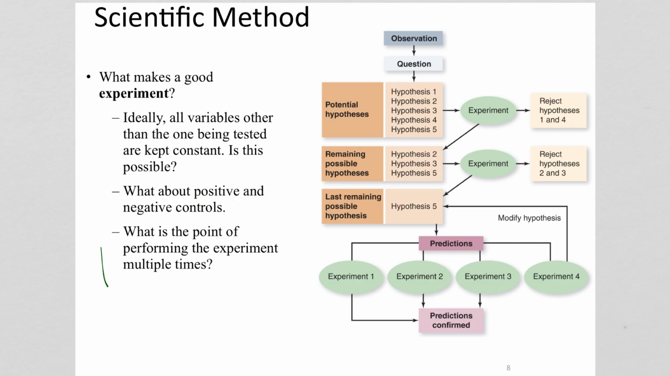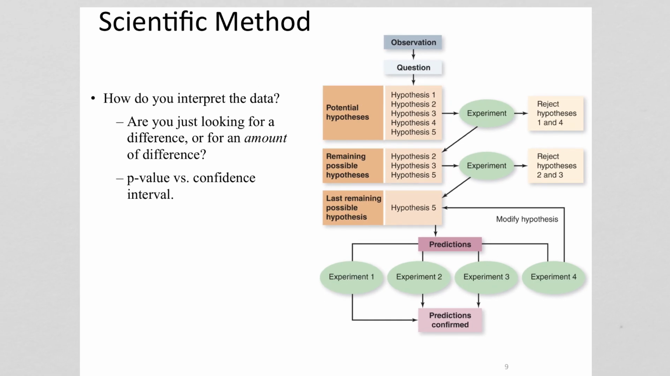The last thing is you can't just do an experiment once. In order to be accepted by other people, an experiment needs to be repeated multiple times. Ideally, it needs to be done by different people as well, just to make sure that one person doesn't have a bias or they're doing something incorrectly. That just makes you more confident that the results are real and not just a fluke.